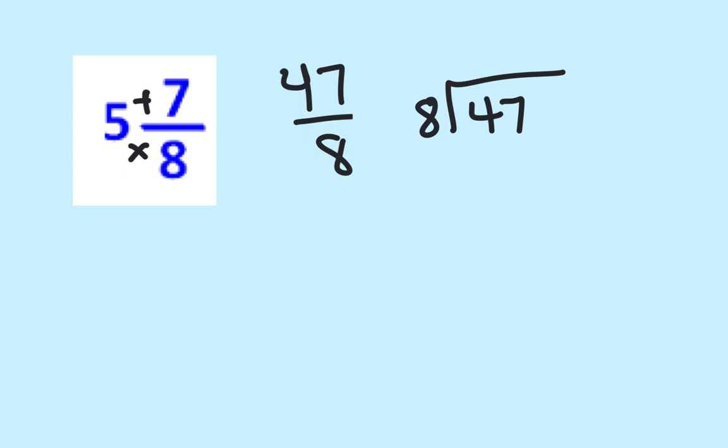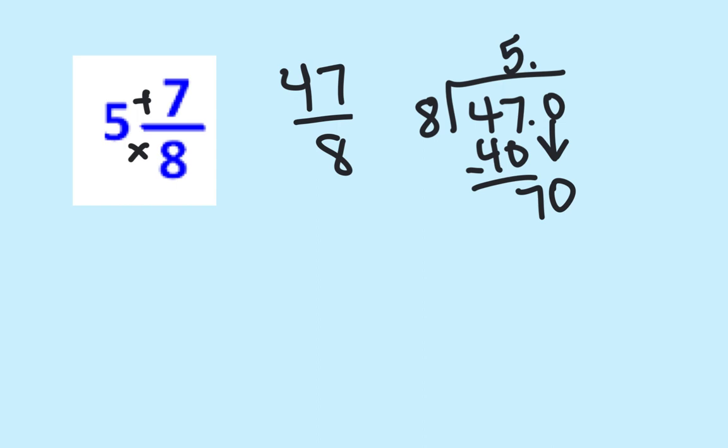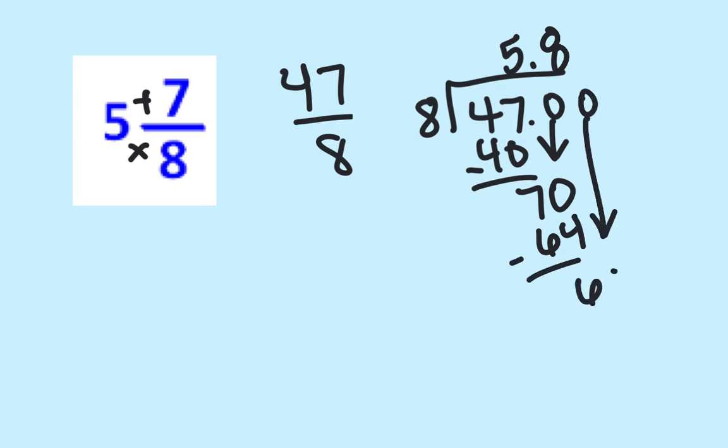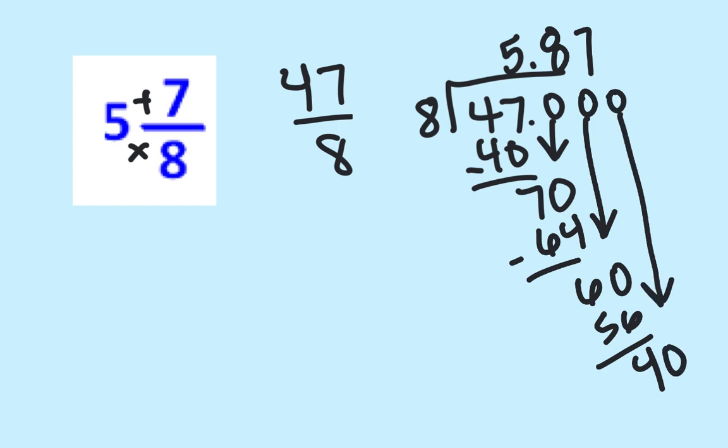8 goes into 47 5 times. 5 times 8 is 40, minus, leaves 7. At this point, remember, we can't have remainders, so we're going to annex a 0. 8 goes into 70. 8 times 8 is 64, ending up with 6, again annexing a 0. 8 goes into 60 7 times. And then I end with 8 going into 40 5 times. So there is my decimal, okay? So that would be my final answer.